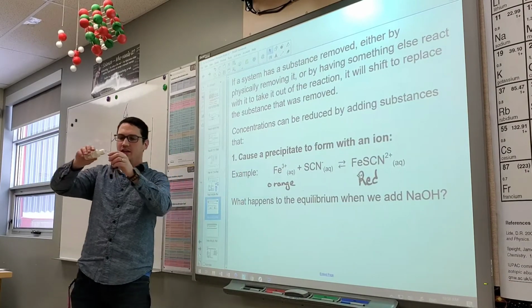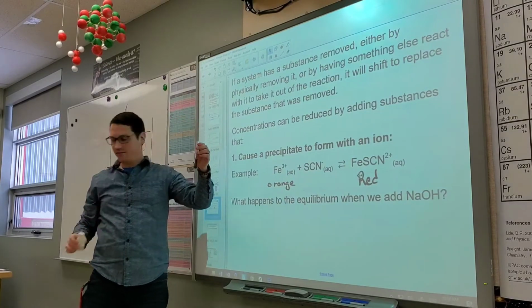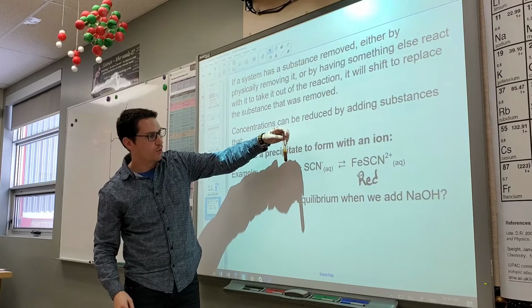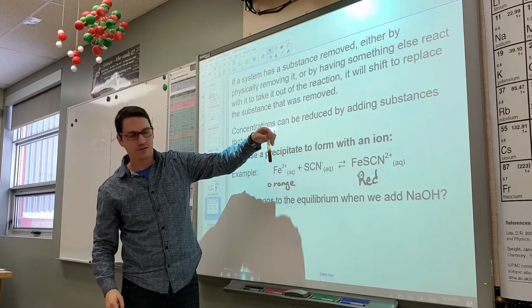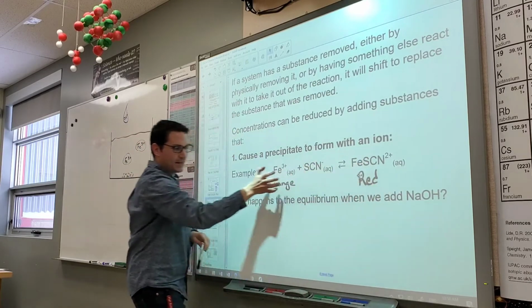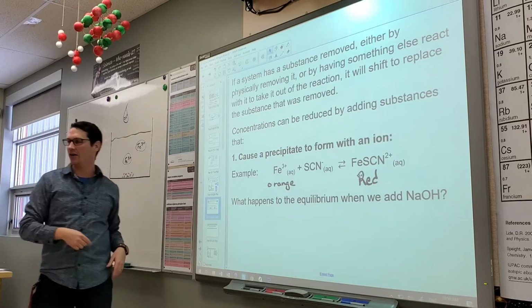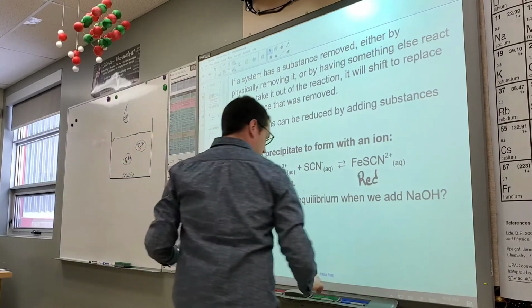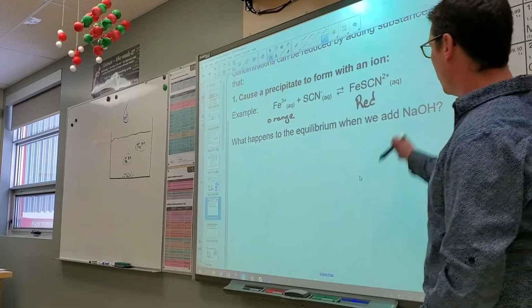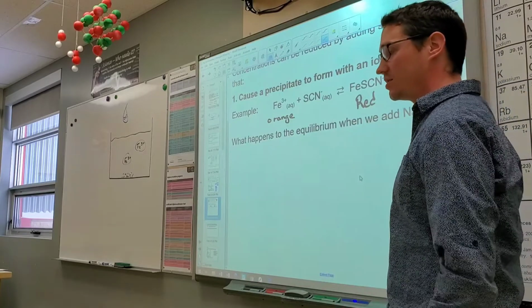Sometimes it's hard to see. I'm going to add a lot of the hydroxide. Would you agree it turned more orange than it used to be? Yes. Okay, so I've successfully turned that red into orange by decreasing the concentration of the iron ions. So what happens to the equilibrium when we add sodium hydroxide? Well, what did happen? Immediately, what was the first thing that changed?